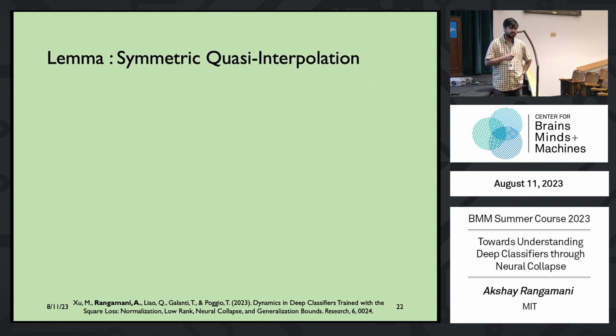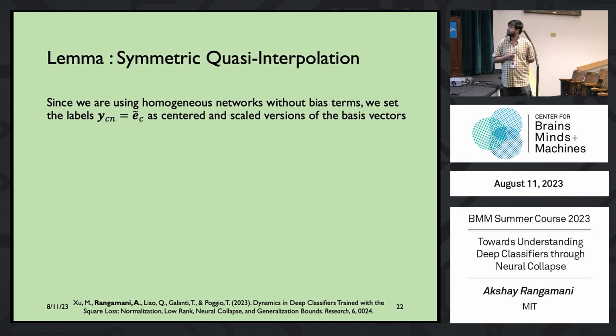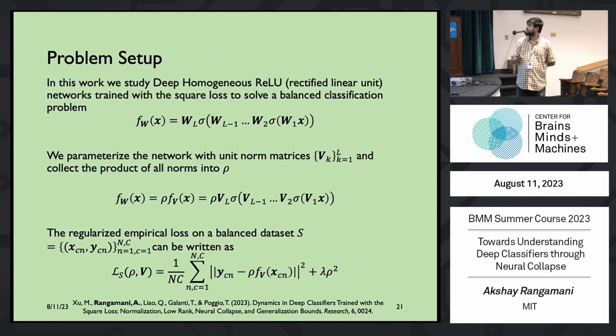Before we try to show how neural collapse happens, since we're using homogeneous networks, we need to enforce normalization. We're enforcing that the norms of the matrices are 1 at each layer. No, we don't have batch normalization. The normalization is that at each step of gradient descent, the layer norms need to be 1.